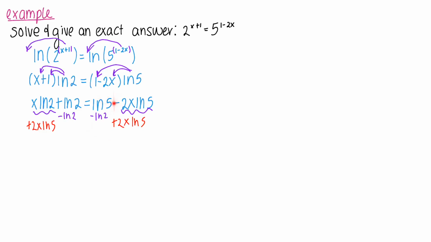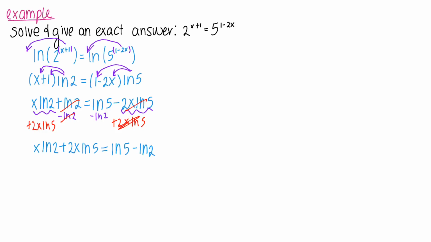Remember, this is not ln of 3. You can't do that. It's ln 5 minus ln 2. Don't combine them together. So I have x ln 2 plus 2x ln 5 equals ln 5 minus ln 2. And if it helps here, it's because these things canceled and these canceled.